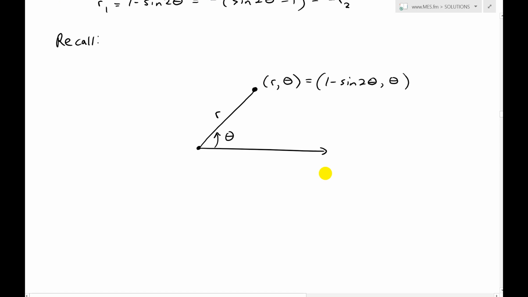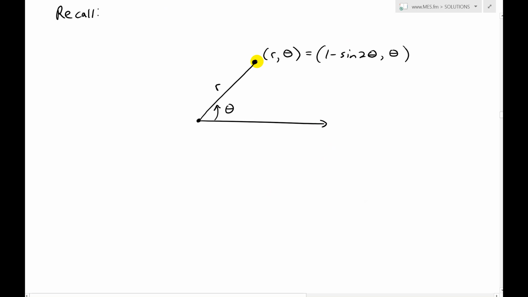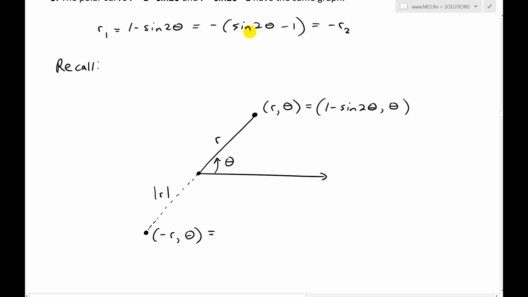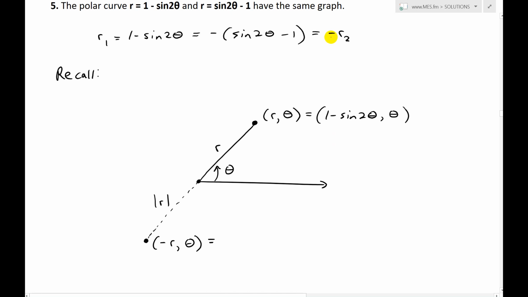And now when we deal with negative values of r, because these are negatives of each other, recall that a negative r and theta would be the same angle, but then you would go backwards exactly the same distance, the absolute value of r, all the way to this point right here. This is going to be negative r and theta. We've already determined that negative r of this one is just this other function. So you could even move this over there: negative r1 equals r2. In other words, just put a negative there.